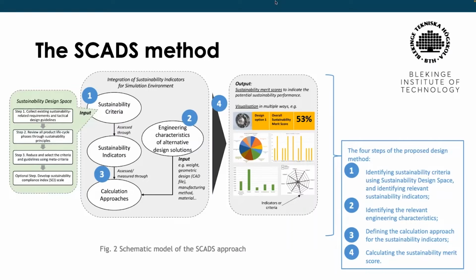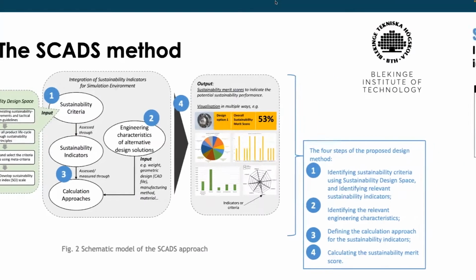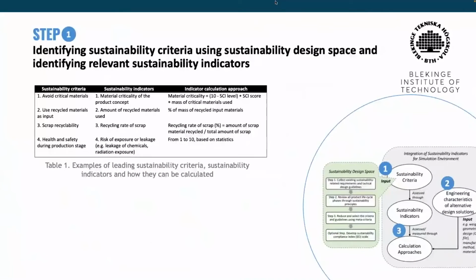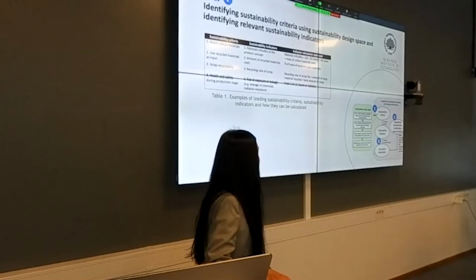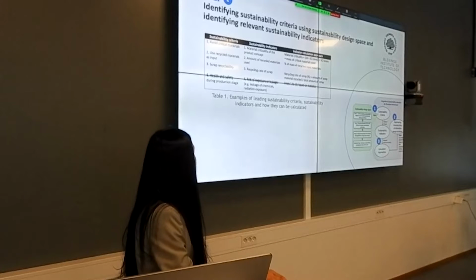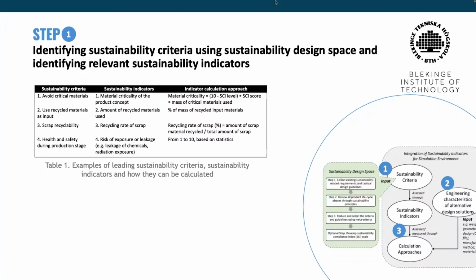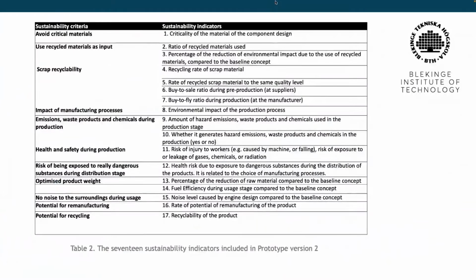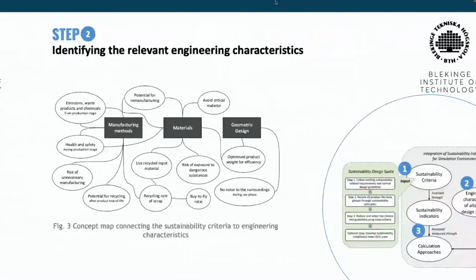So this is the outline of the method that consists of 4 steps. The first step is about identifying sustainability criteria using the method sustainability design space, and also to identify the relevant sustainability indicators. This table shows some examples of important sustainability criteria and indicators related to the product. In the second version of the prototype, altogether we have 17 indicators. But maybe it's too detailed to go through them all.